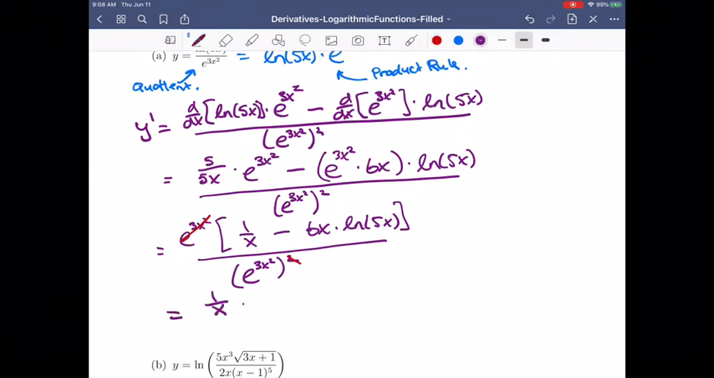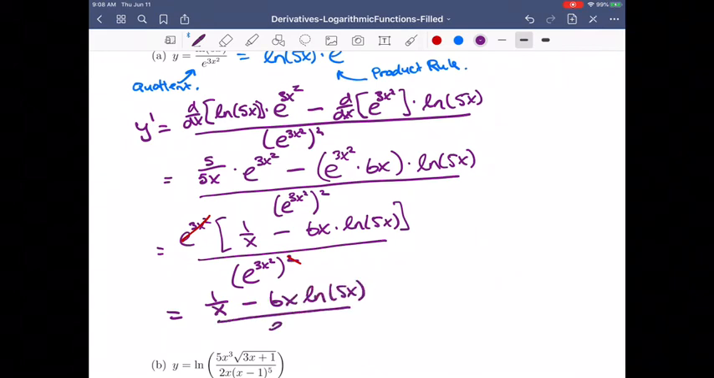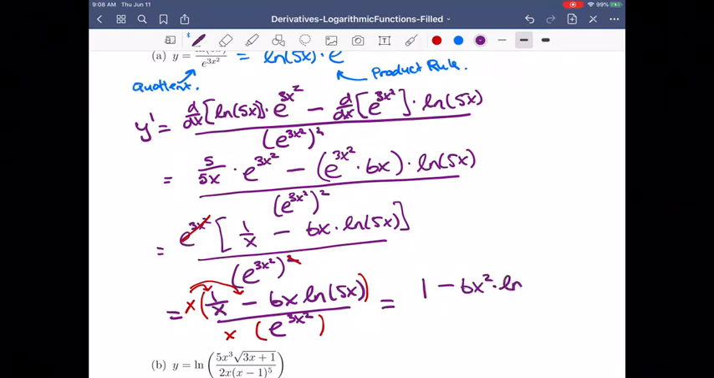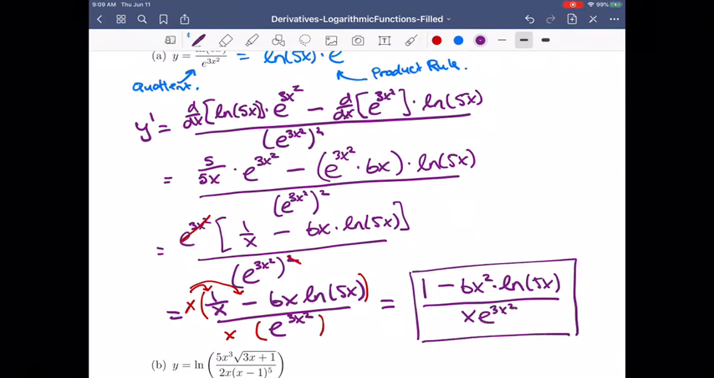So I just have 1 over x minus 6x ln of 5x over e to the 3x squared. Now we don't really like fractions within fractions, so what I'm going to do is multiply the top and the bottom by x. Okay, so I multiplied by 1. The x on the top has to go to both terms. I didn't quite make that arrow far enough, but you get the idea. So it's going to be 1 minus 6x squared ln of 5x over x e to the 3x squared. Okay, that's how I'd want to leave my derivative.